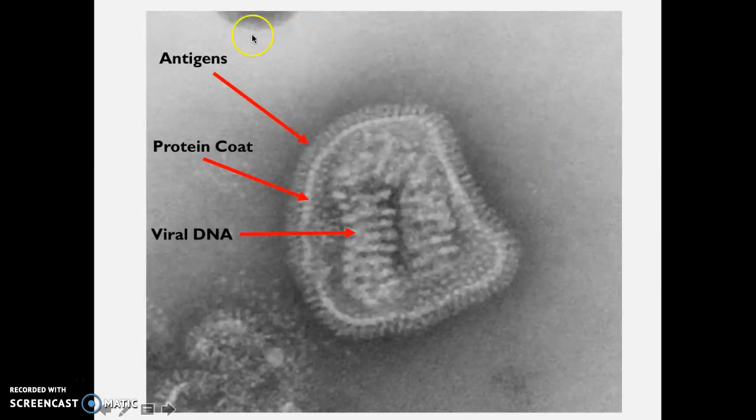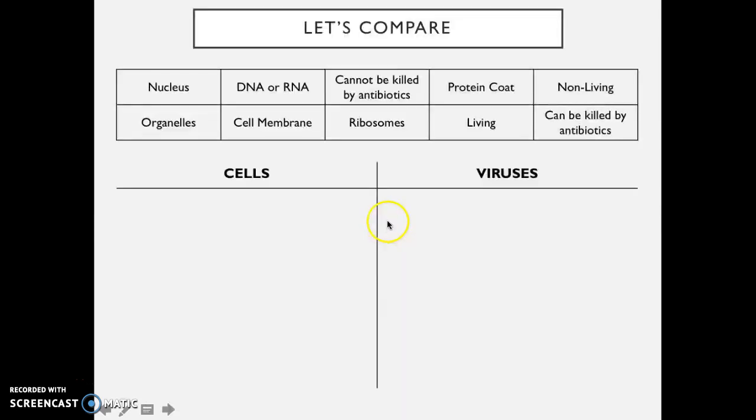All right, so this right here is a picture of what it looks like under a microscope. Remember, this is very, very tiny. This is sub-microscopic. They have to use a really, really powerful microscope. But inside of it, you can see the DNA of the virus. You can see that protein coat around it. And then the last thing is those antigens, those little projections that can attach to the host cell. Okay, that's kind of what it looks like under the microscope.